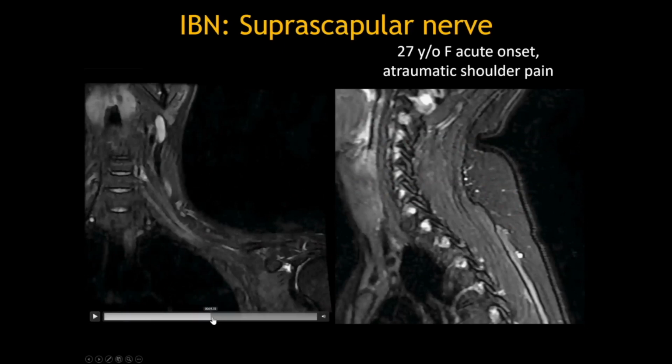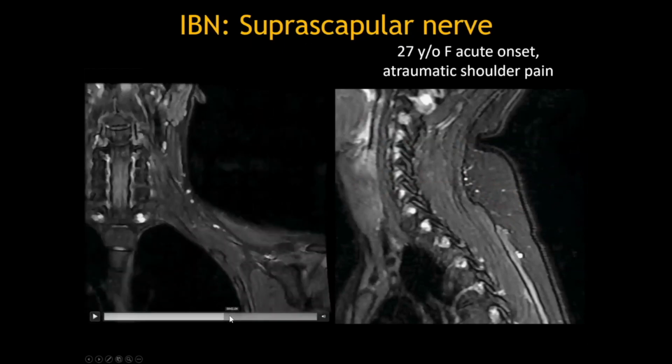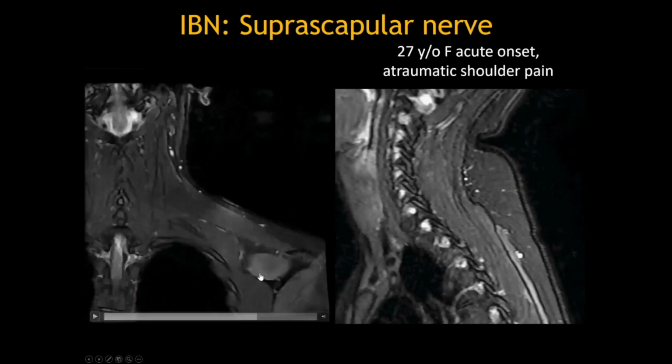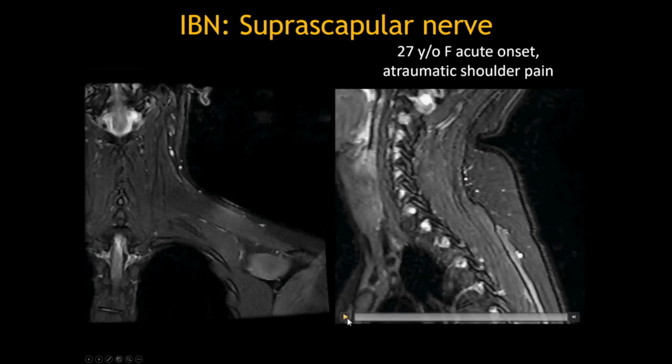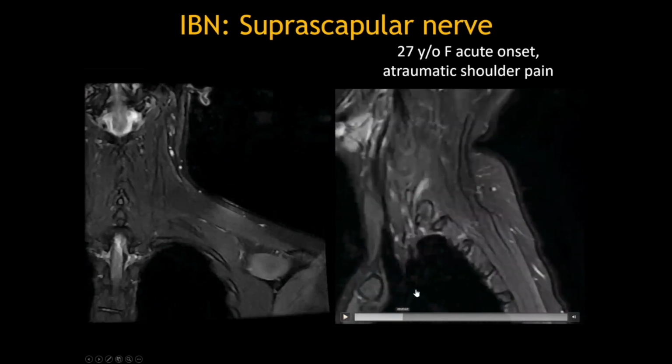As we look more laterally, we can follow the course of the suprascapular nerve towards the suprascapular notch of the scapula, and you can see the accompanying denervation edema of the supraspinatus and infraspinatus muscles. On the sagittal image stack, as we move more peripherally, we can actually identify the individual nerve roots. Remember, identify that first rib. We have T1, C8, C7, C6, and C5.